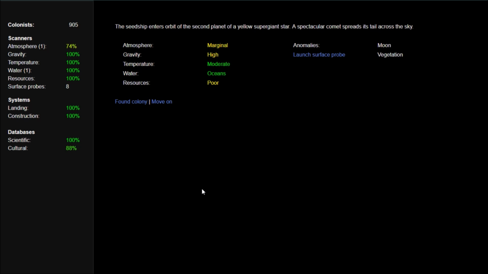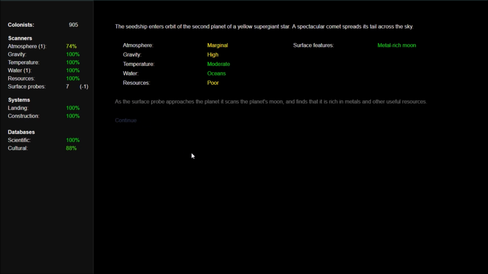It better be a good planet. Oh, wait a minute. Second planet of a yellow supergiant star. A spectacular comet spreads its tail across the sky. It's a sign! Marginal atmosphere, high gravity, fine, moderate temperature, there's oceans on this planet, resources poor, no big deal, and there's some vegetation here, and a moon, send a probe.